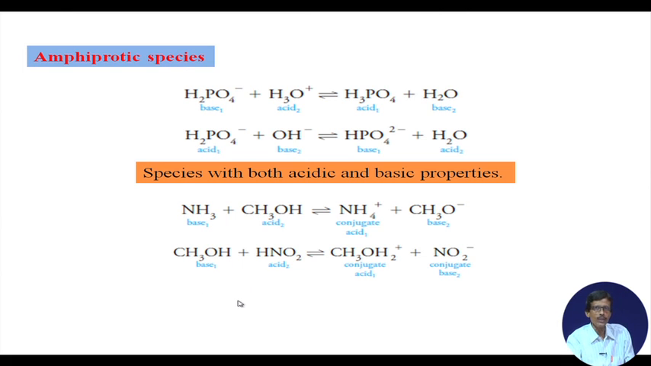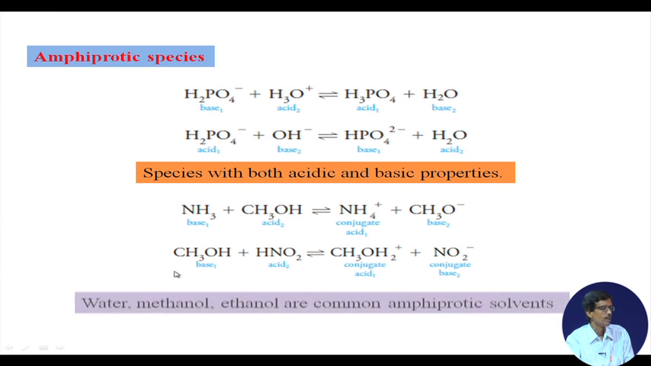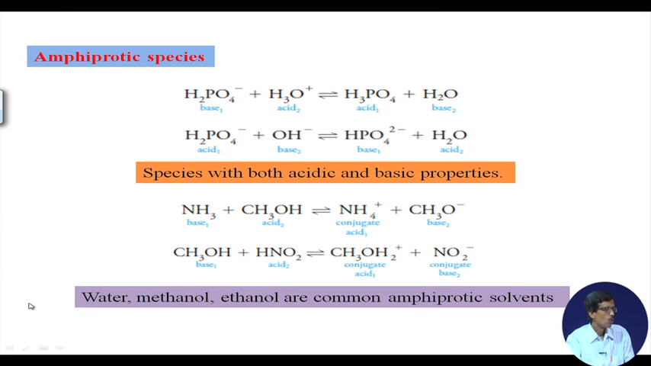So, alcoholic KOH is a reagent we all know for organic transformations. Similarly, alcoholic KOH and aqueous KOH can function in different ways, but we should know what ions and species are present in a particular reaction. So we get water, we get methanol, and similarly other alcohols like ethanol; they are common amphiprotic solvents.